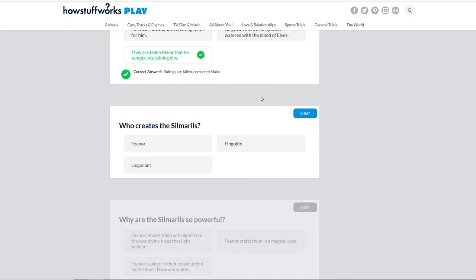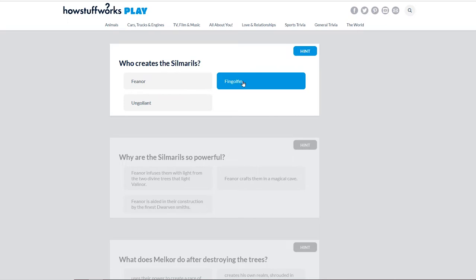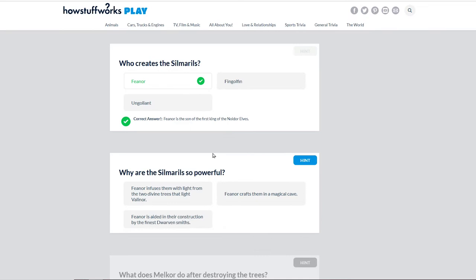Who creates the Silmarils? Fëanor, Fingolfin, Ungoliant. Ungoliant is the giant spider at the beginning of the story. Fingolfin is one of the younger brothers of Fëanor, and it's Fëanor. Fëanor is the son of the first king of the Noldor elves.